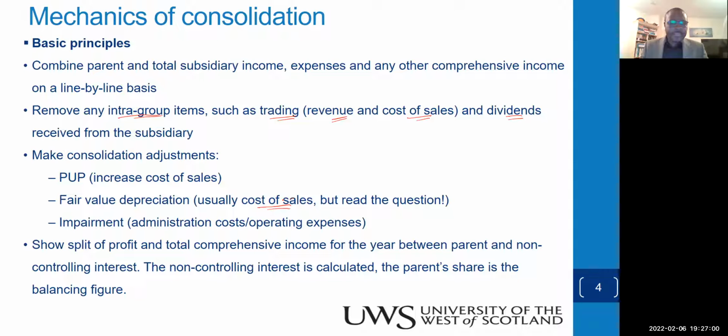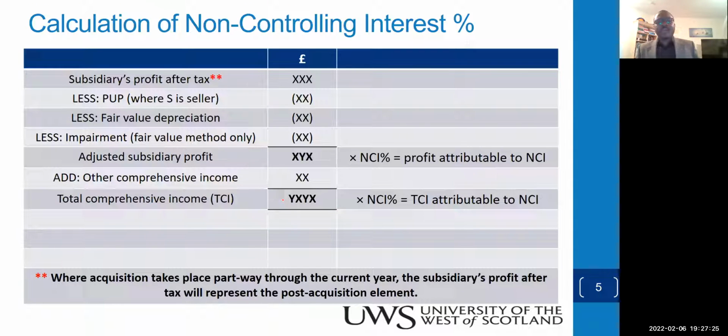Then finally, we want to split the profit for the year between the parent and the NCI. And also we want to split the total comprehensive income, TCI, between the parent and the NCI. Normally the NCI portion is calculated. We don't calculate that of the parent. The difference becomes that for the parent. Quite easy. So so far we would be doing another calculation for the non-controlling interest's portion of the total profit and the total comprehensive income.